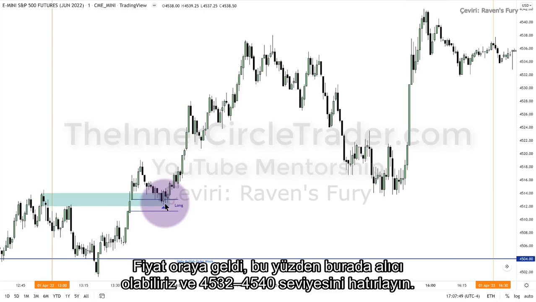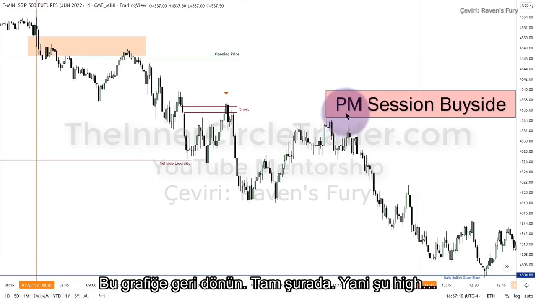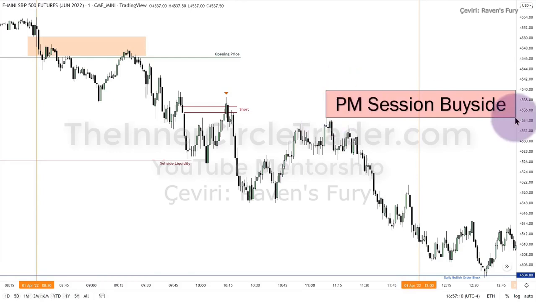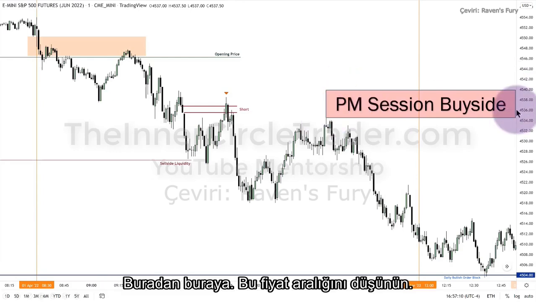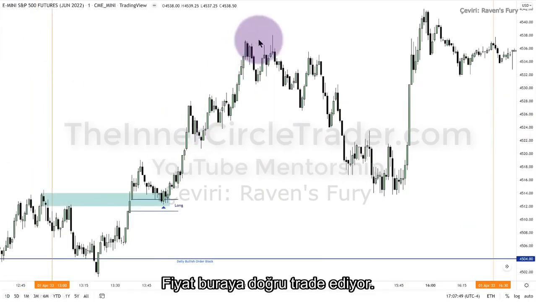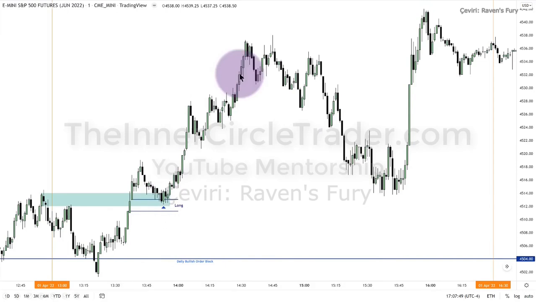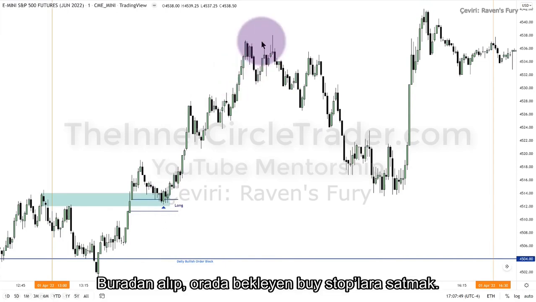And remember the 45.32 to 45.40 level. Go back up to this chart here. Right in here, so this high right here to here. Think about those price ranges. We trade up into it here. So buying here and aiming for that liquidity up here, that would be your target, from buying to getting out there, selling to those waiting buy stops.